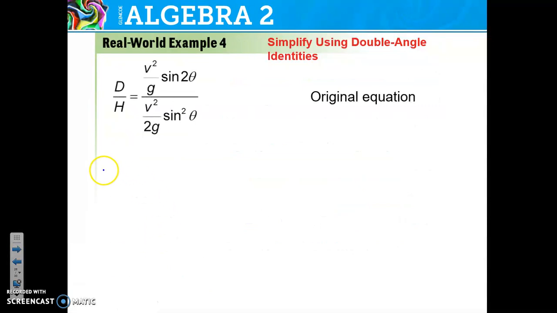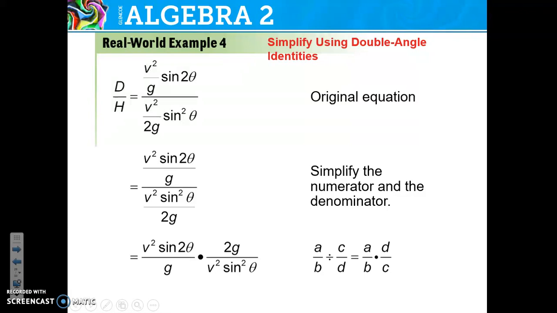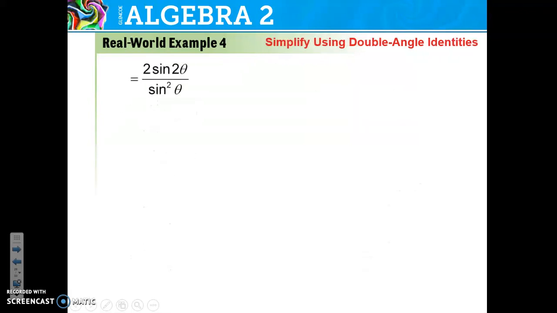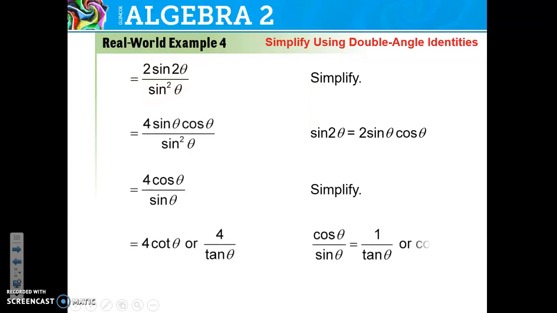So when you set that up, you get this beautiful equation. And we're simplifying our numerator and denominator a little bit here by dividing with our fractions. And when I simplify it down, I get 2, and I end up with a double angle formula that I can continue to simplify. That's basically the goal.